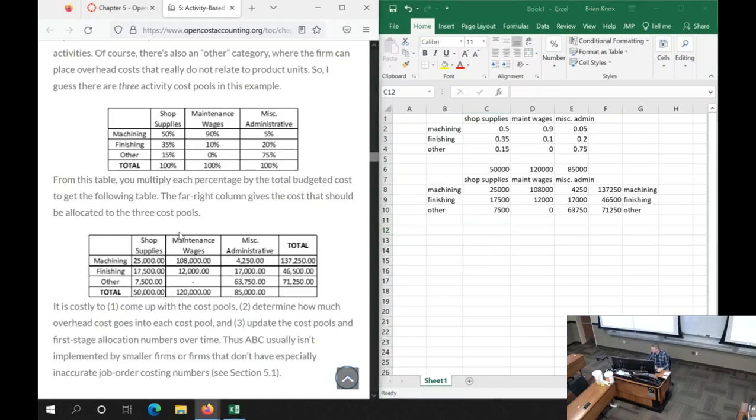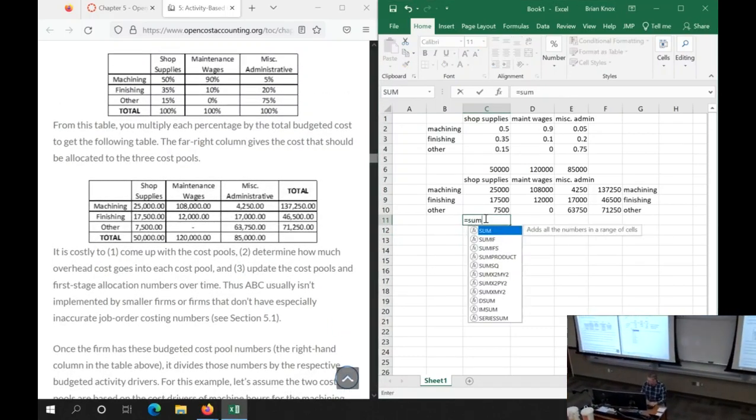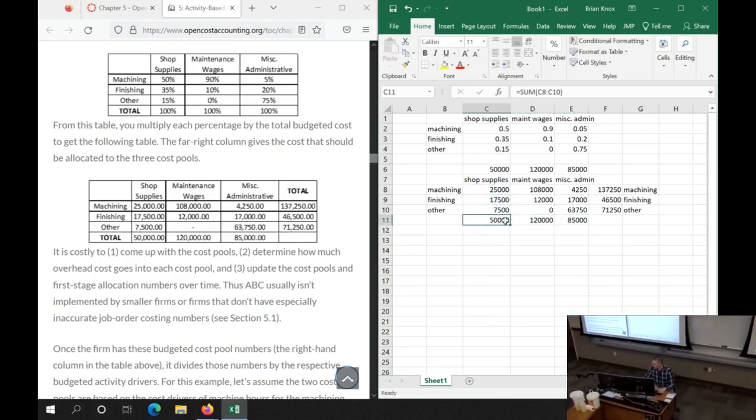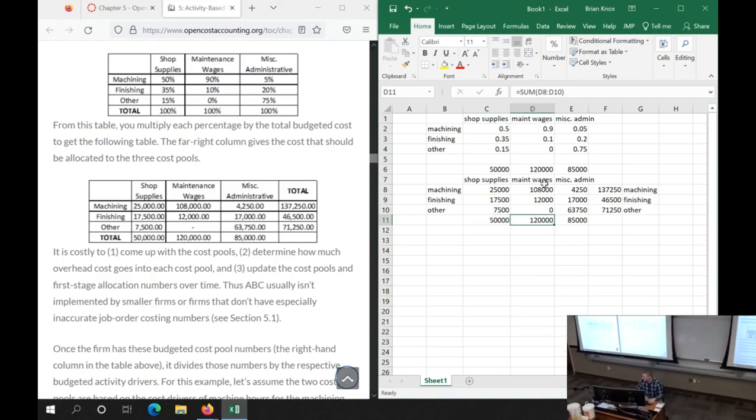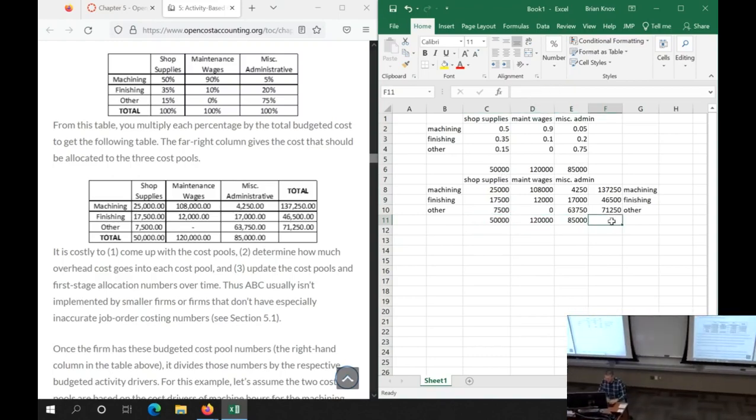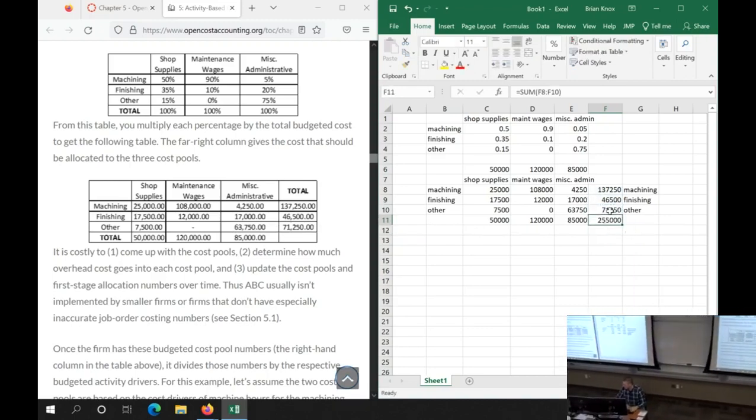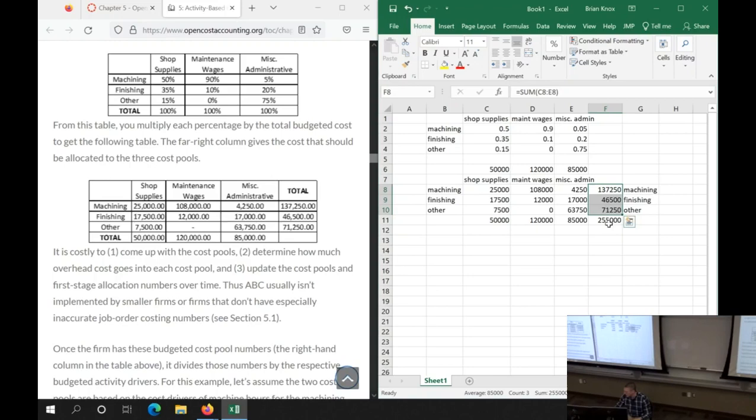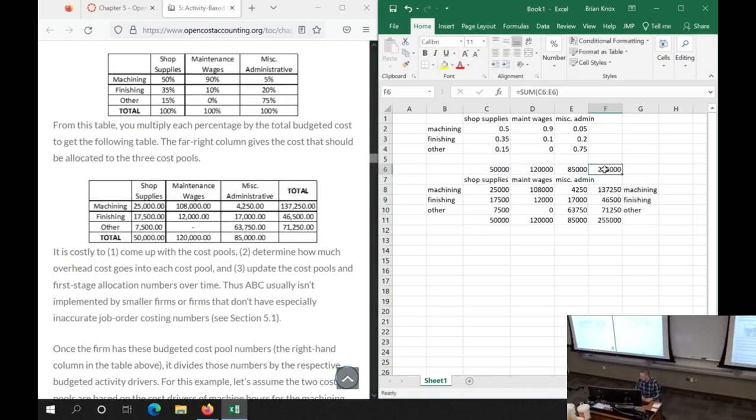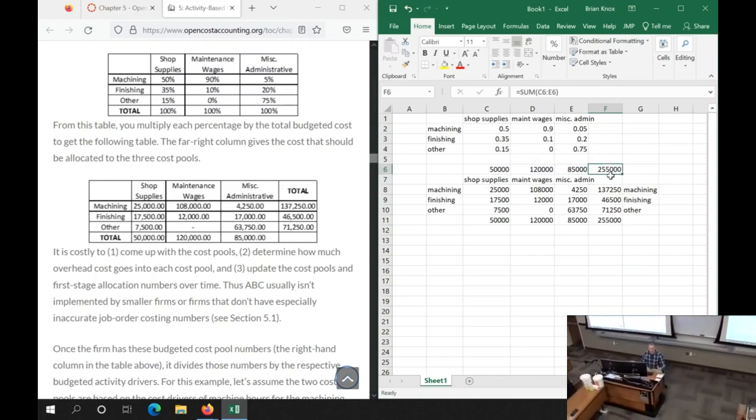And so then what does the example do here? So I can complete the table here. This is just a check figure to make sure we've accounted for all of our shop supplies and all of our maintenance wages and all of our miscellaneous administrative. And in fact, we can also make sure that total overhead cost in our new activity cost pools is $255,000, which is the same amount we started with. We are not increasing or decreasing the overhead cost. We're just slicing it up differently.